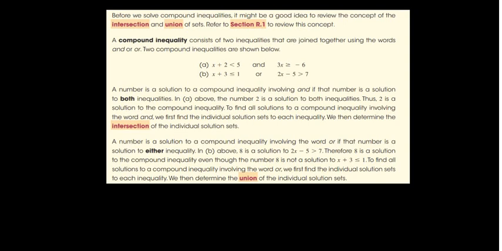A compound inequality consists of two inequalities that are joined together using the words and or or. Two compound inequalities are shown below. A, you would read: x plus 2 is less than 5 and 3x is greater than or equal to negative 6. The next one is: x plus 3 is less than or equal to 1, or 2x minus 5 is greater than 7.